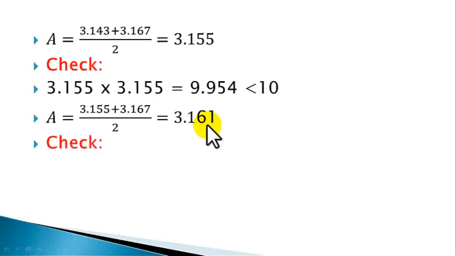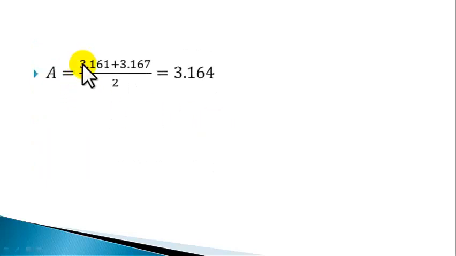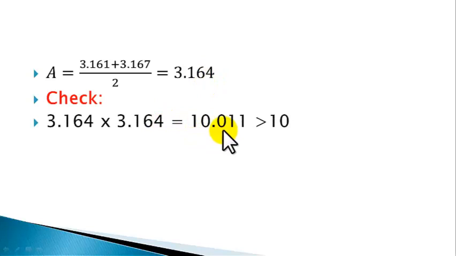Check. Multiplying 3.161 by itself gives 9.992. Again, this is less than 10, indicating that 3.161 is the new lower bound. We again compute A to be 3.161 plus 3.167 over 2, and this will give us 3.164. We check by multiplying 3.164 by itself to give us 10.011. This is greater than 10. This indicates that 3.164 is a new upper bound.